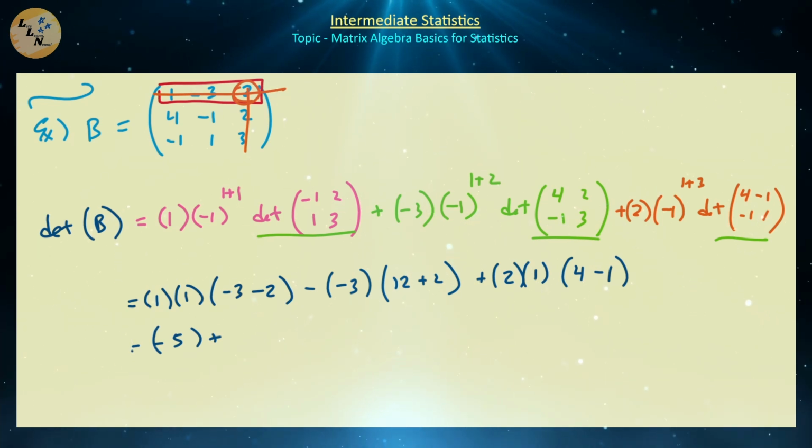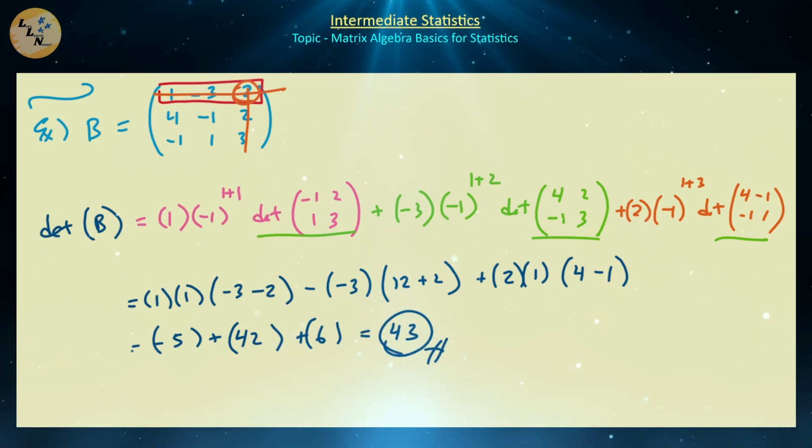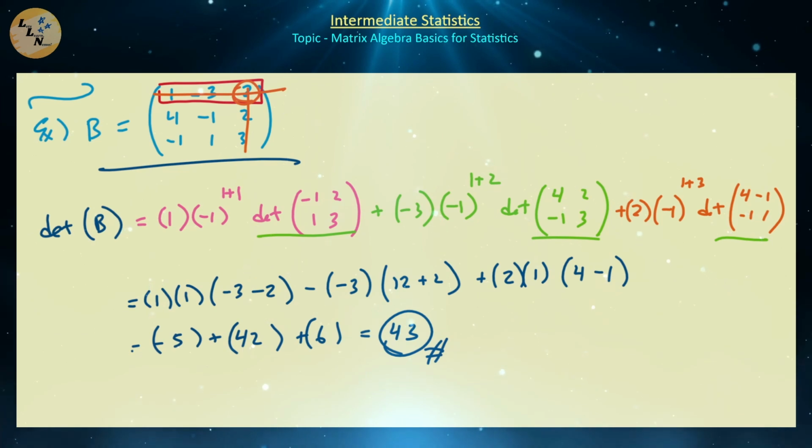And then this is going to be equal to minus 5 plus 14 times 3, that's going to be equal to 42. And then we're going to have 4 minus 1 is 3, and 3 times 2 is going to be equal to 6. And then we have 6 minus 5 is 1, plus 42 is going to be equal to 43. So 43 is the determinant of that original matrix B.